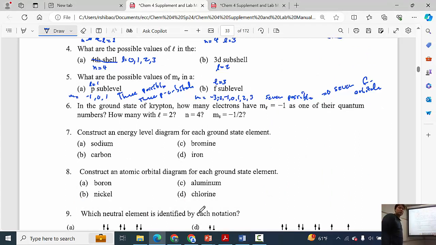Now the question is saying in the ground state, so what we have is just a normal diagram in which the Aufbau principle is obeyed. That is, we start from lower energy and work to higher energy. So in the ground state of krypton, how many electrons have n minus 1 as one of their quantum numbers? Well, n minus 1.